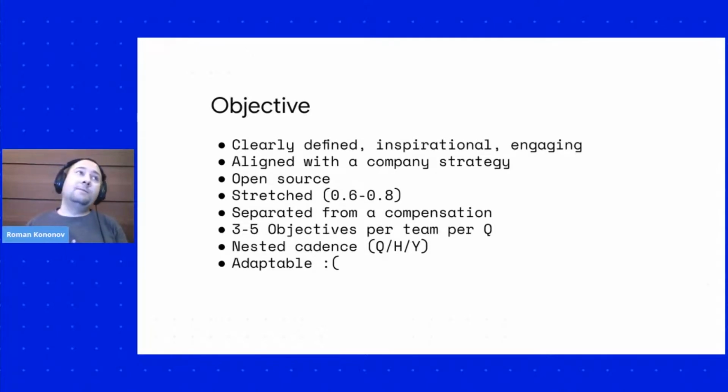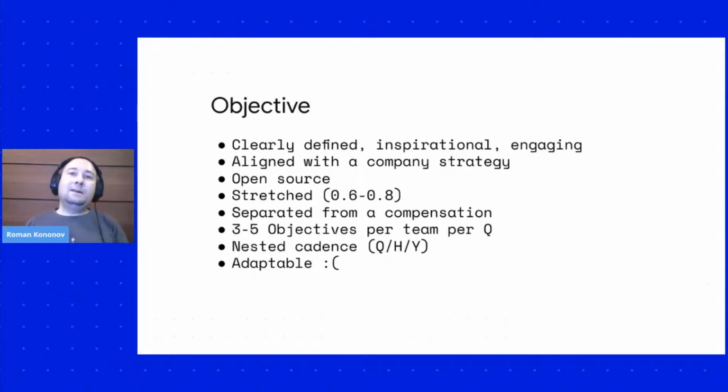For example, you have one huge strategy for your year, and based on the strategy, you could define OKRs for your team. But at the same time, to reach those OKRs, you could split them into smaller pieces for half of year and quarter OKRs.